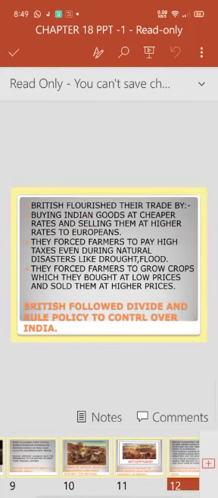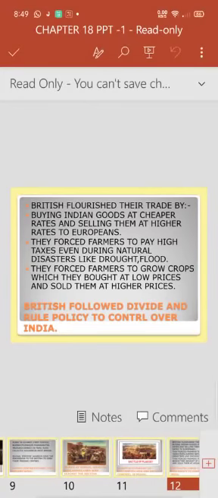Well, after that, British followed divide and rule policy to control over India. The main steps which they took were: British flourished their trade by buying Indian goods at cheaper rates and selling them at higher rates to Europeans. So they got a very high rate of profit from them. They forced farmers to pay high taxes even during natural disasters like drought and flood. There was no relaxation in taxes. Indian farmers had to pay taxes even during the natural disasters.